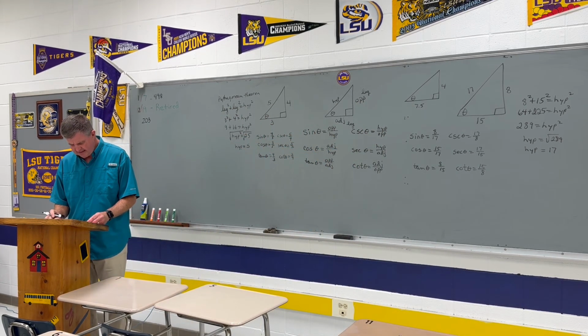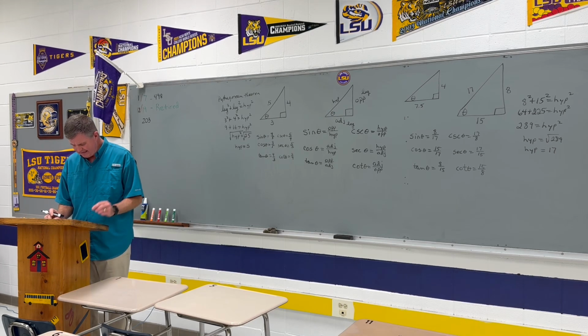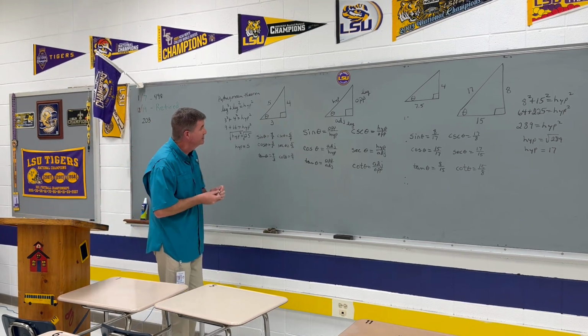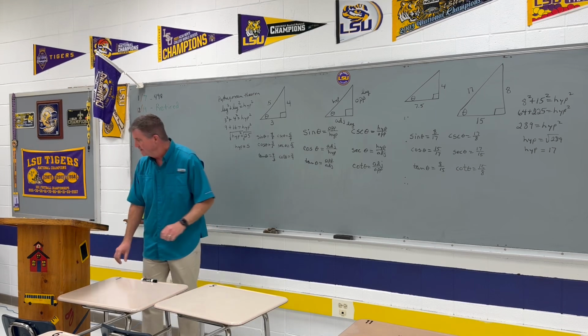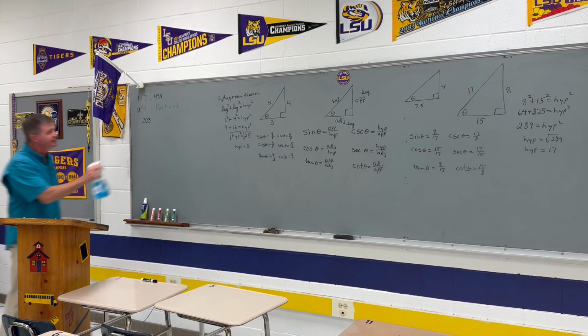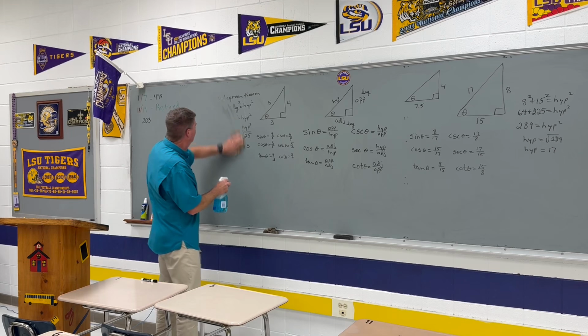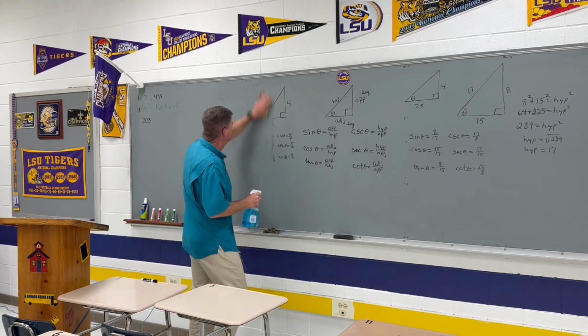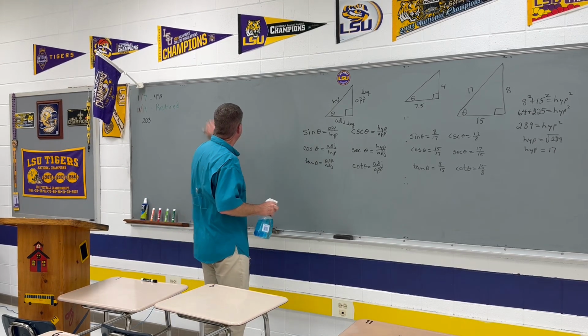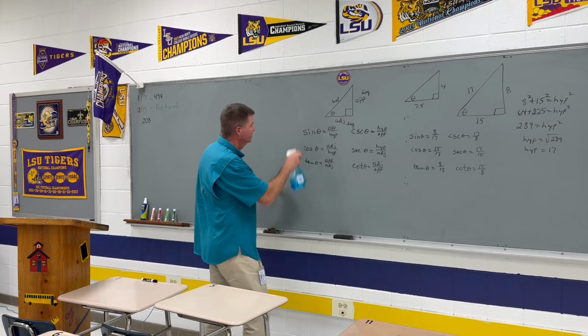In the next example, it says, sketch the triangle. And you know we're dealing with right triangles, so we're going to sketch a right triangle. Sketch the triangle and find the remaining 5 trig functions. So they're going to give us one of the trig functions. We're going to sketch the triangle, and we're going to find the remaining 5 trig functions.